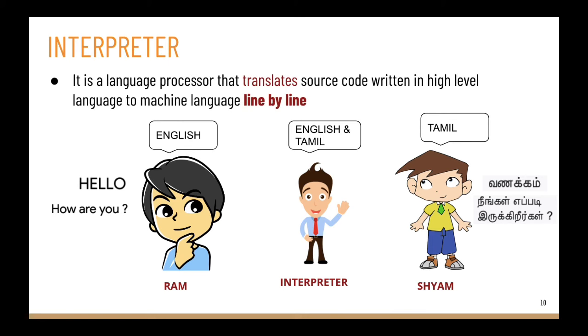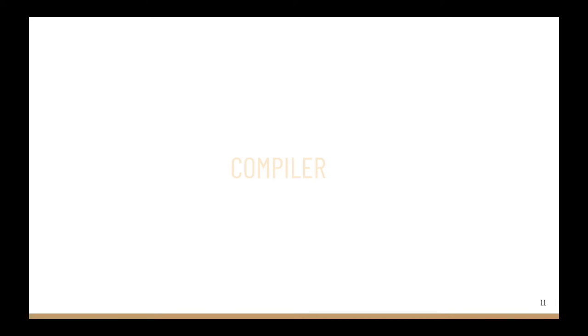So what is an interpreter? It is a language processor that translates source code written in high level language to machine language line by line. The conversion is done line by line. These three words are very important in case of an interpreter. Here the translation happens line by line. Don't forget this.